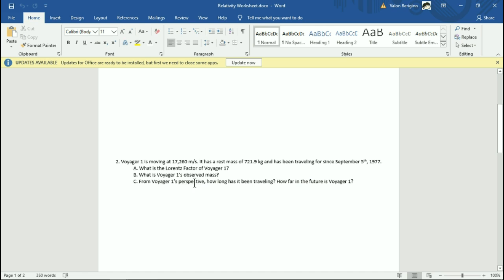Now, the question I was asking: from Voyager 1's perspective, how long has it been traveling? So you have to think carefully about this. Which time are we talking about, right? Are you solving for t prime or are you solving for regular t? Think about which t you actually have and which one you want to use, and then you can compare the two times to find what is actually the difference in terms of the time travel of Voyager 1.